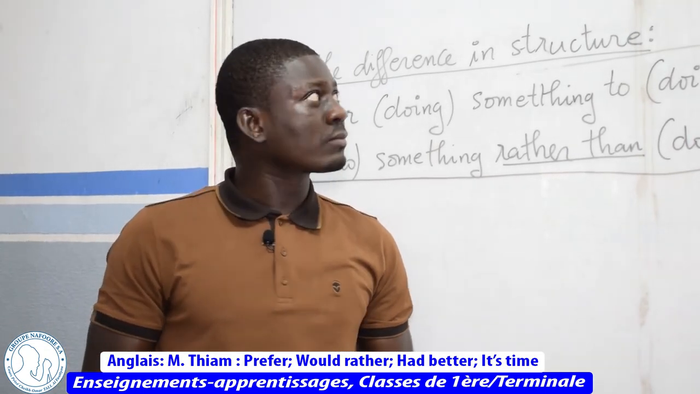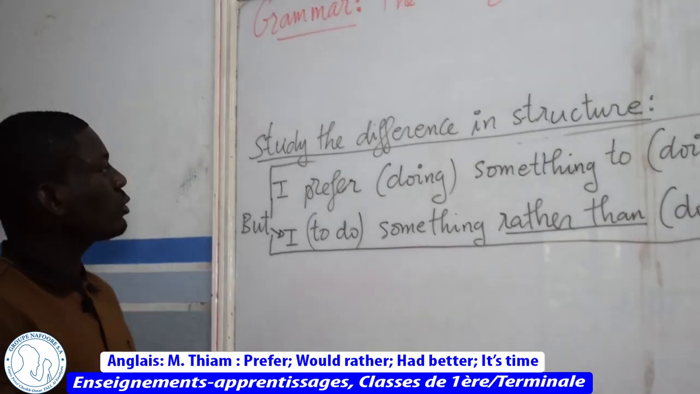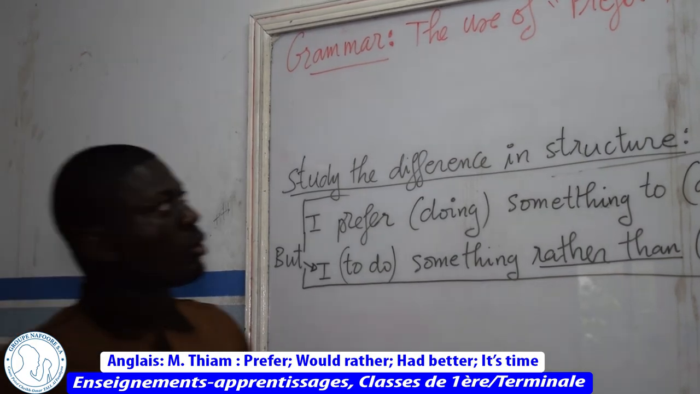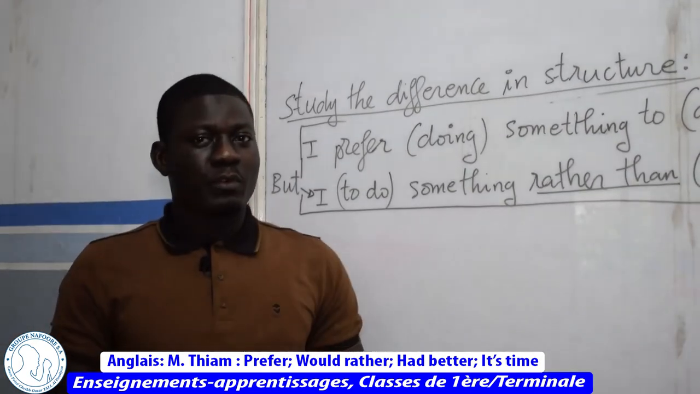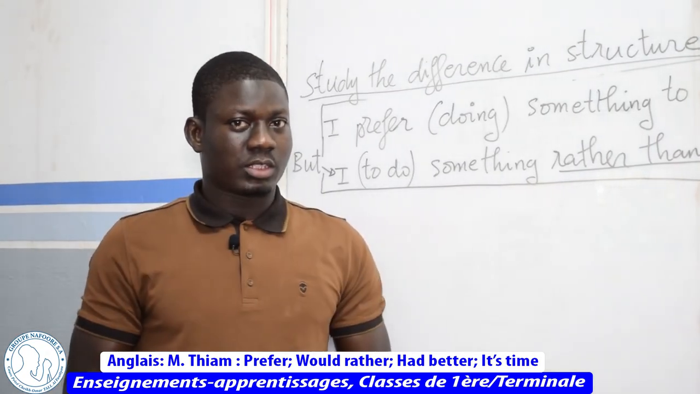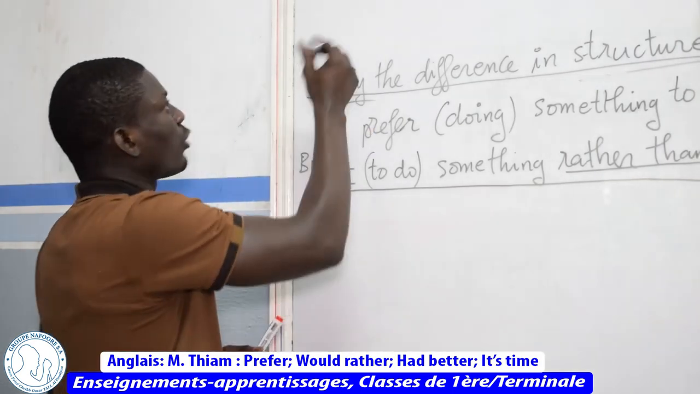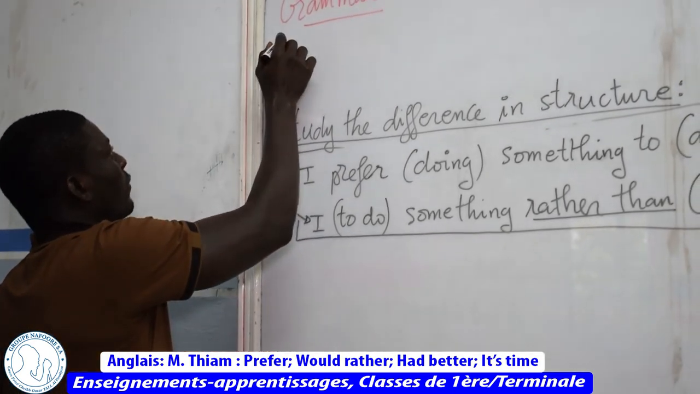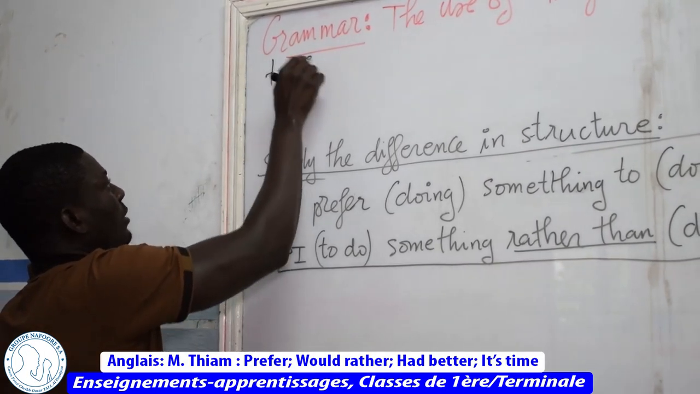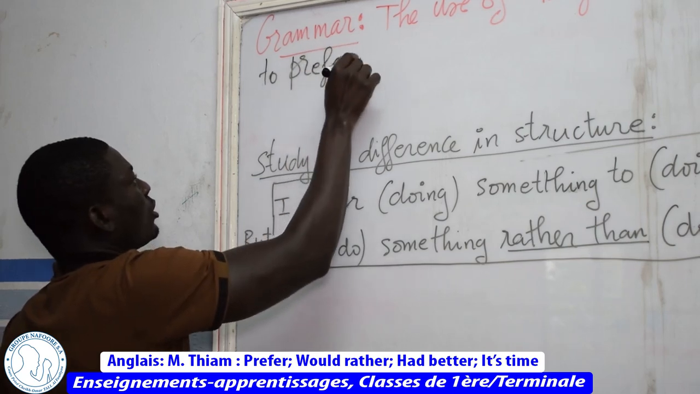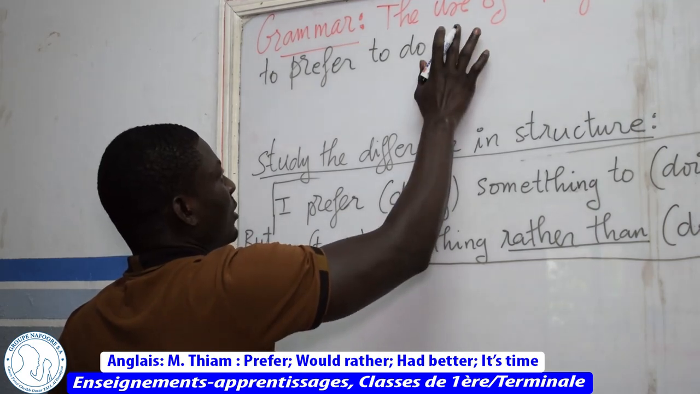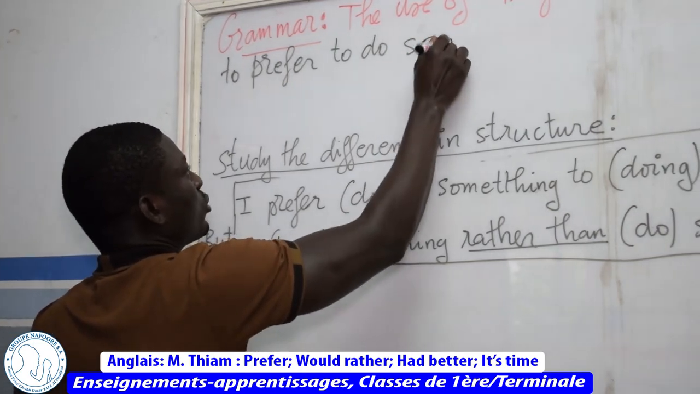Let's get started. So, number one, we'll begin with the use of prefer. Well, what you need to know is prefer can be used in different ways to express different situations. Look, for example, let's say we can use prefer in the infinitive form. We can say to prefer to do something, to prefer to do something.